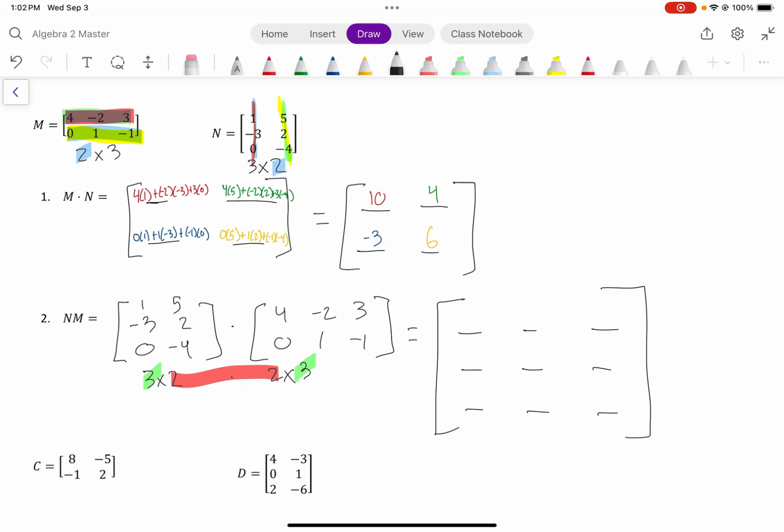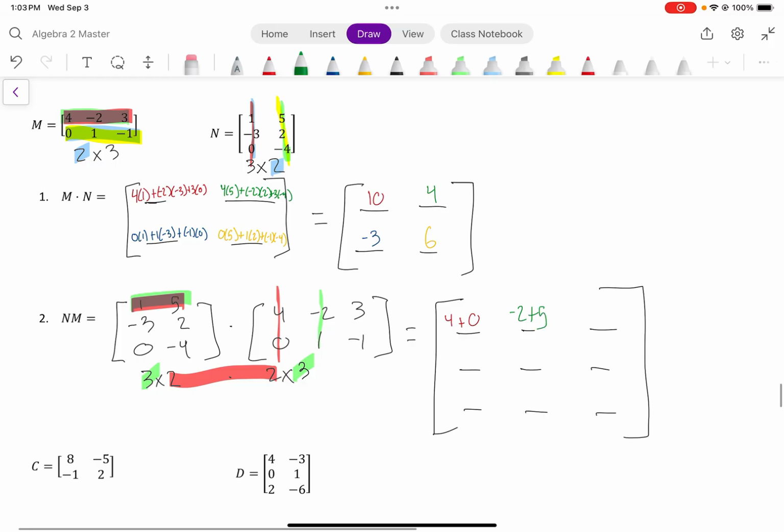Now, this sounds like it's going to be worse, but I would argue it might actually be faster because once I get into this multiplication, row 1 times column 1, I'm going to have a 1 times 4, which is 4, plus 5 times 0, which is 0. I don't have to add 3 sets of multiplication problems together, just 2. Now, row 1, column 2, that's going to be a -2 plus 5. Row 1, column 3, 1 times 3 is 3. 5 times -1 is -5. That's my first row.